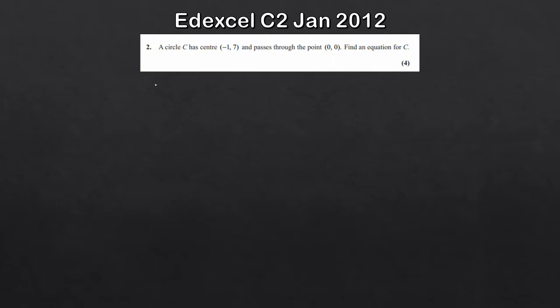So our form here for the equation, remember it's x plus a all squared plus y plus b all squared, where your a and your b are dependent on the coordinates of the centre. With it being minus 1, this here will be x plus 1 all squared. So essentially you just put the opposite in. If the centre is minus 1, 7, that's going to be x plus 1, the opposite of the x coordinate. And again, it's going to be y minus 7 all squared, with this being positive 7. Remember, this general form is equal to the radius squared.